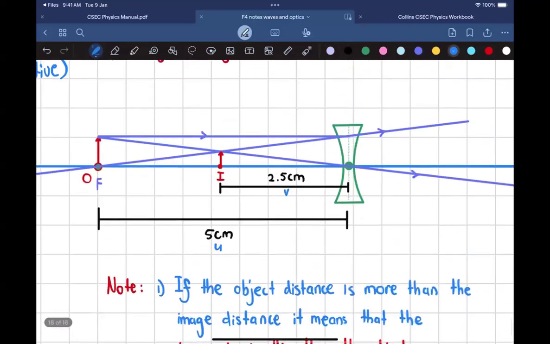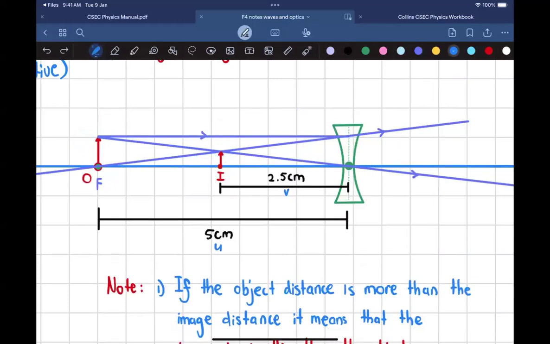Let me give you an example. If the height of the object is 4 and the height of the image is 2, what is the magnification? How many times bigger or smaller did I make the image? Justin, if the object has a height of 4 and the image has a height of 2, how much smaller or bigger did I make the image? 2 times smaller. And 2 times smaller is the same thing as a half, right?